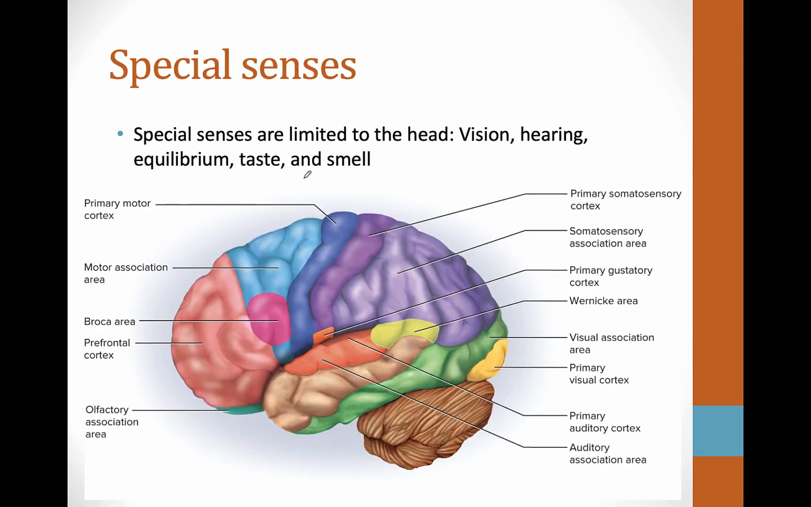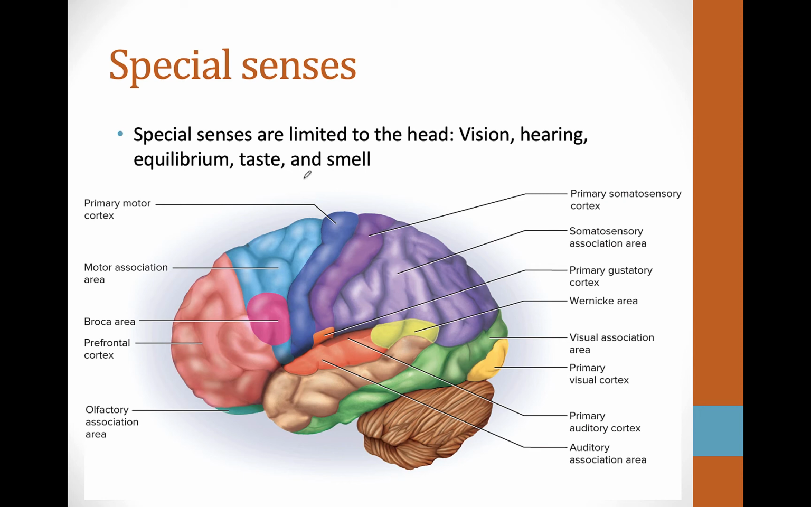We have a lot of sensory information from the body that goes to the brain, and we classify this into special senses and general senses. A special sense is limited to the complex sensory organs in the head. Those would be your eyes for vision, your ears for hearing and equilibrium, your tongue for taste, and your nose for smell. All of those are on your head.